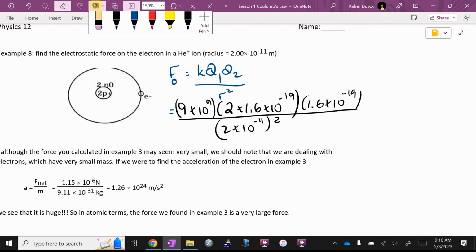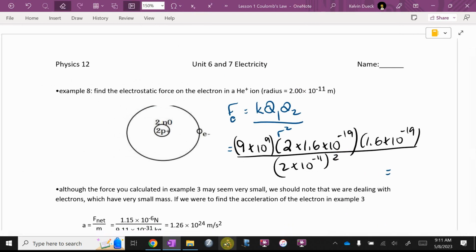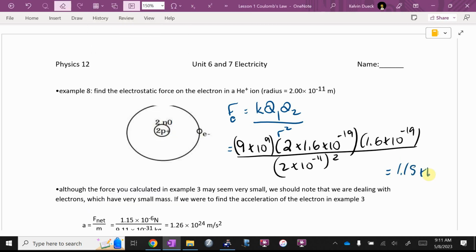You want to practice these on your calculator. What do you get? I got 1.15 times 10 to the negative 6. Is that right, or am I wrong? Units, it's a force? Is that a big force? It's massive, relative to the electron.